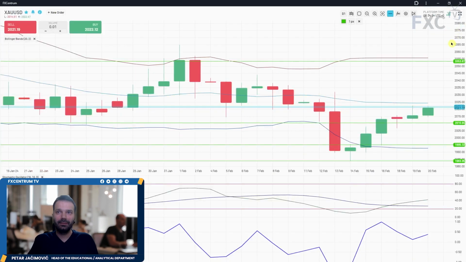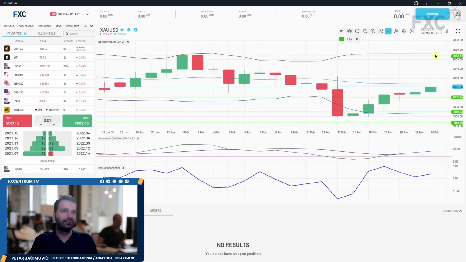You can see here, for example, the stochastic. We can see the rate of change of the slow line flip to the upside, and the fast line is sloping to the upside, while the slow line is basically just flattening here. And that can be a good sign for the next upside move. So upside potential on gold.